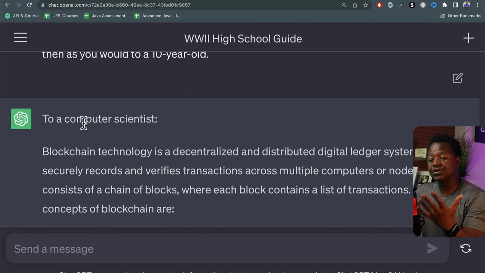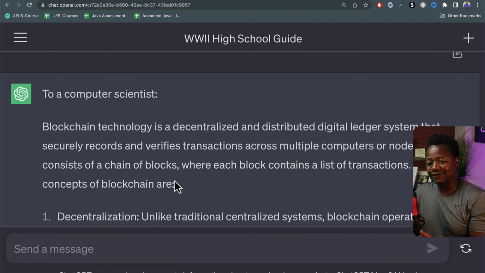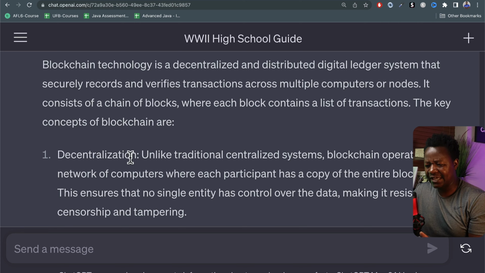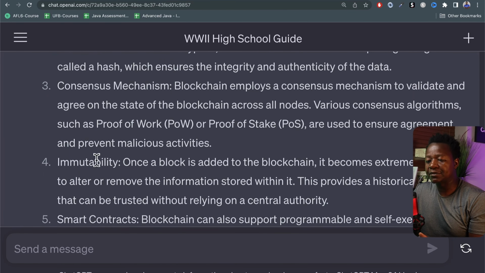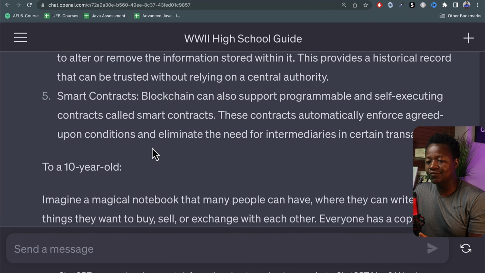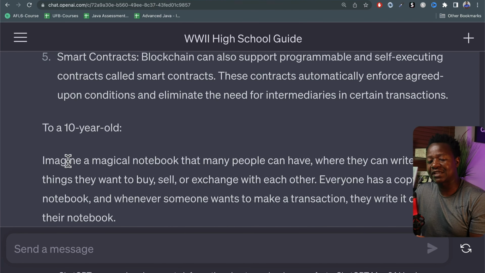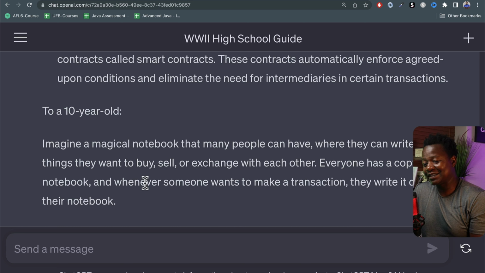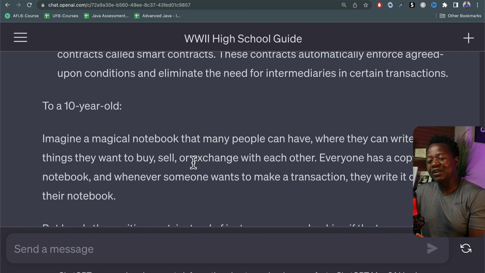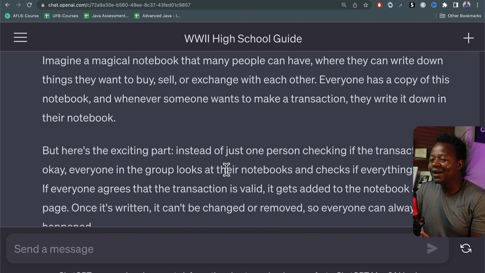We have the explanation to a computer scientist, and of course, it's a little bit technical: decentralization, cryptography, consensus mechanism, immutability, smart contracts, and so forth. And then for the 10-year-old, it uses a lot more analogies to help understand. Honestly speaking, I always like the 10-year-old, because it's day-to-day language, and it's always nice. Of course, there's a place for both, but whenever I want to understand something first, I go for a 10-year-old. All right, and there we have it.